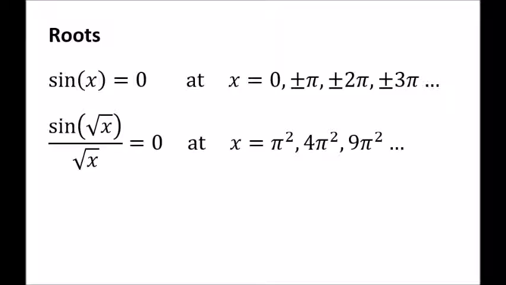The roots of sine x are every integer multiple of pi, both positive and negative, including 0. We must square each of those to express the roots of the function sine of the square root of x over the square root of x. Let's look at some graphs to help this make more sense.